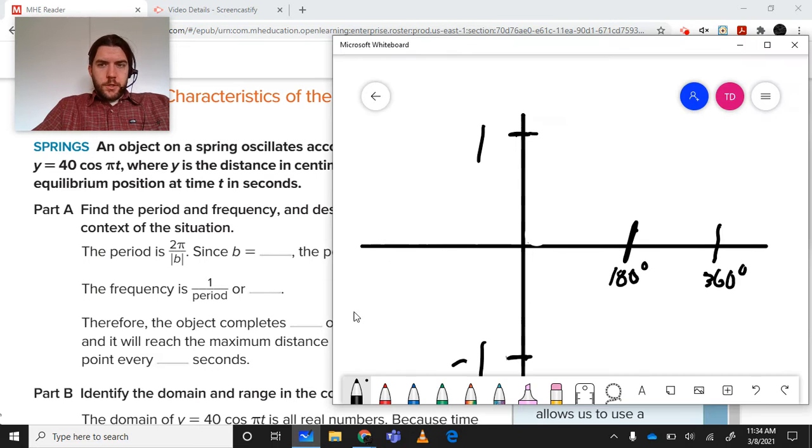How I would suggest proceeding is to first start with our simple cosine graph. As soon as we see pi anywhere close to a sine or a cosine equation, we want to change our degrees into radians. So rather than 180 and 360, we'll have pi and 2 pi. Our cosine graph is going to go from its maximum value to its minimum value and back up to its maximum.